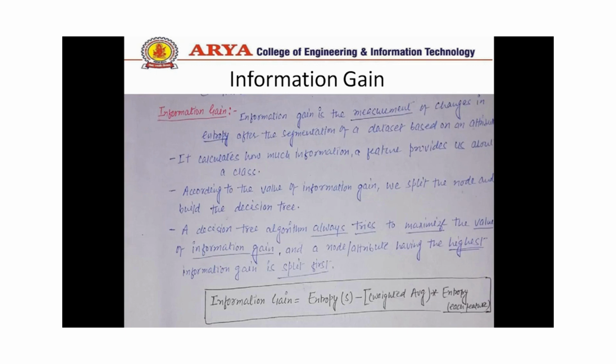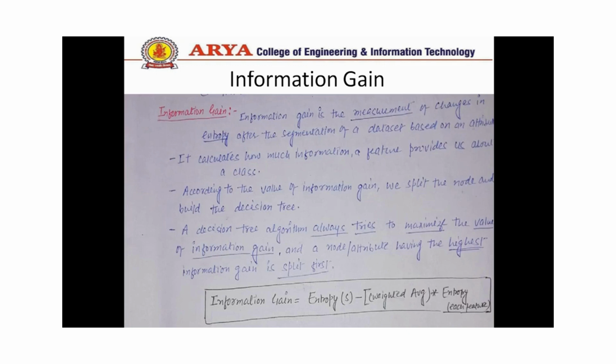First one is known as information gain and second one is Gini index. So information gain. Information gain is the measurement of changes in entropy after the segmentation of a data set based on an attribute. Information gain calculates how much information a feature provides about a class. According to the value of information gain, we split the node and build the decision tree.